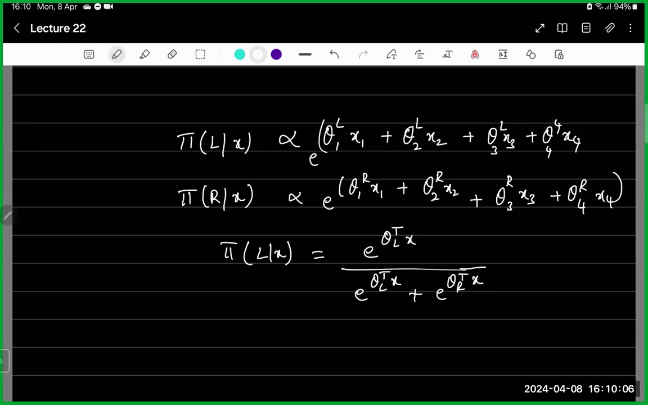This will be the probability, right? Because these are proportional to these two terms, so you have to normalize it so that it's equal to 1. The probability of left and the probability of right should sum to 1. So this you can take as your policy if you want.